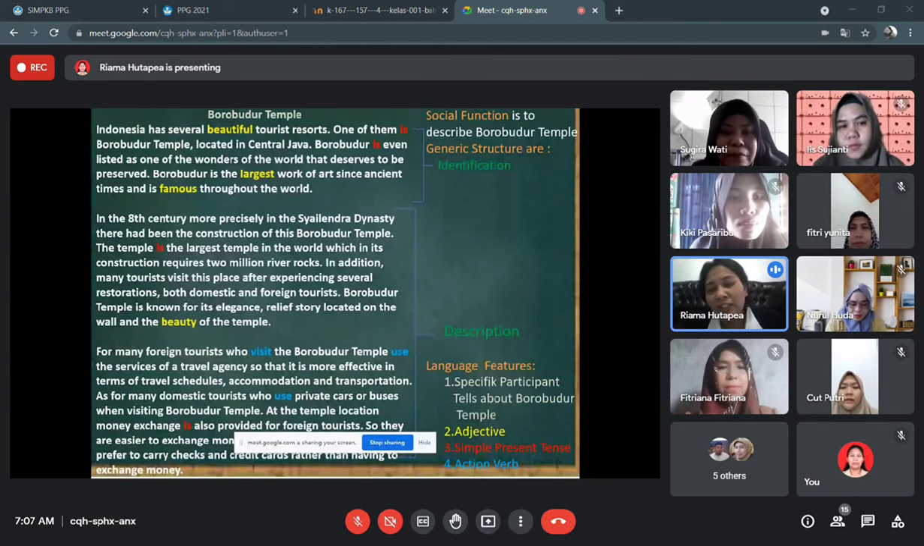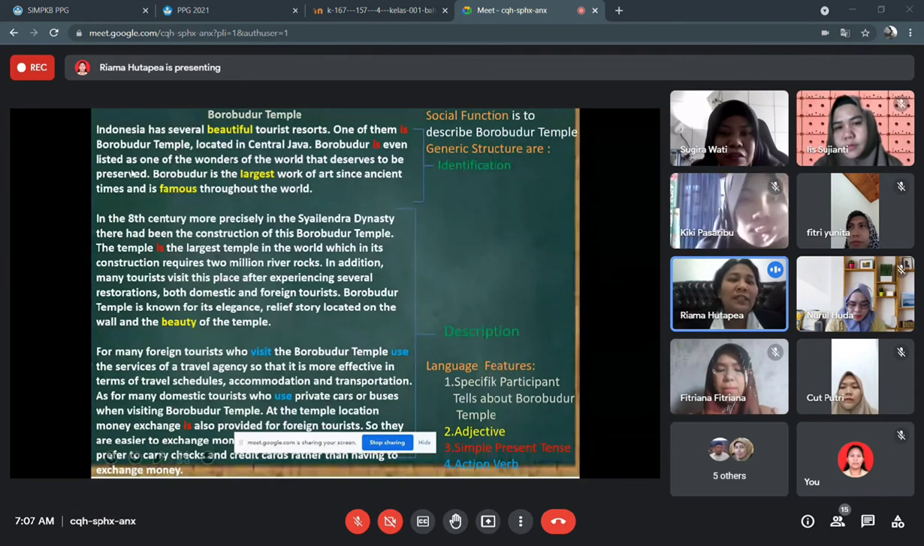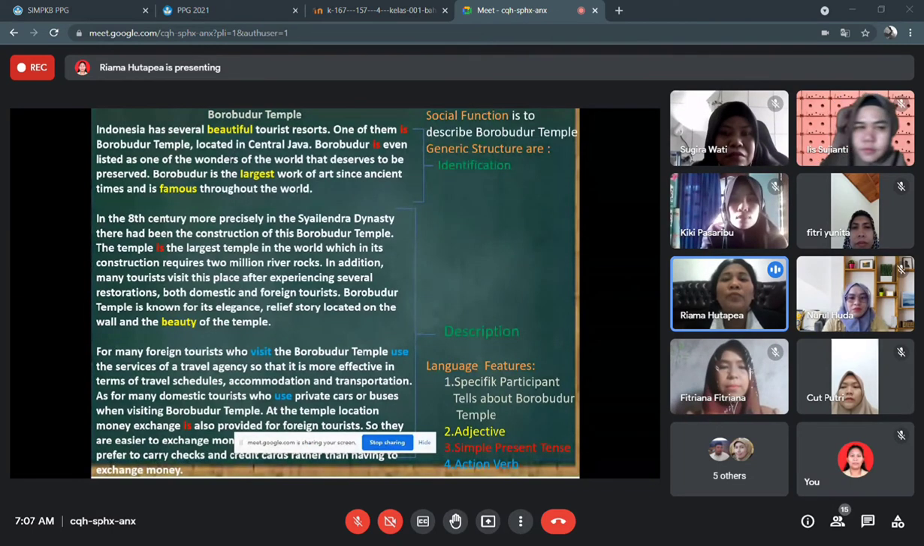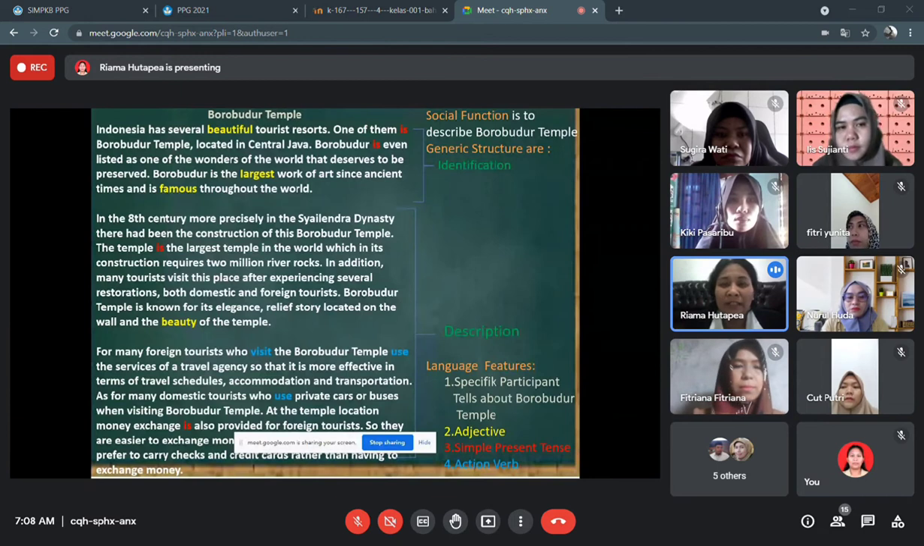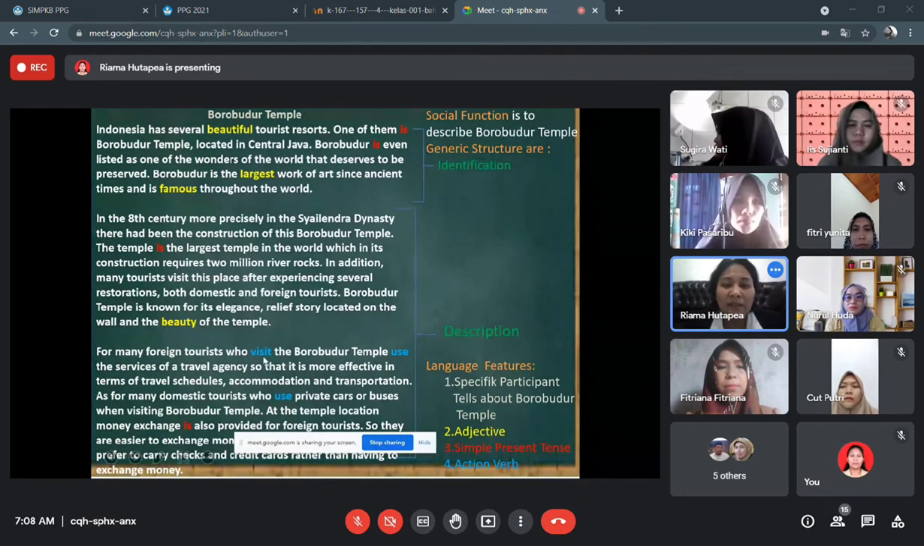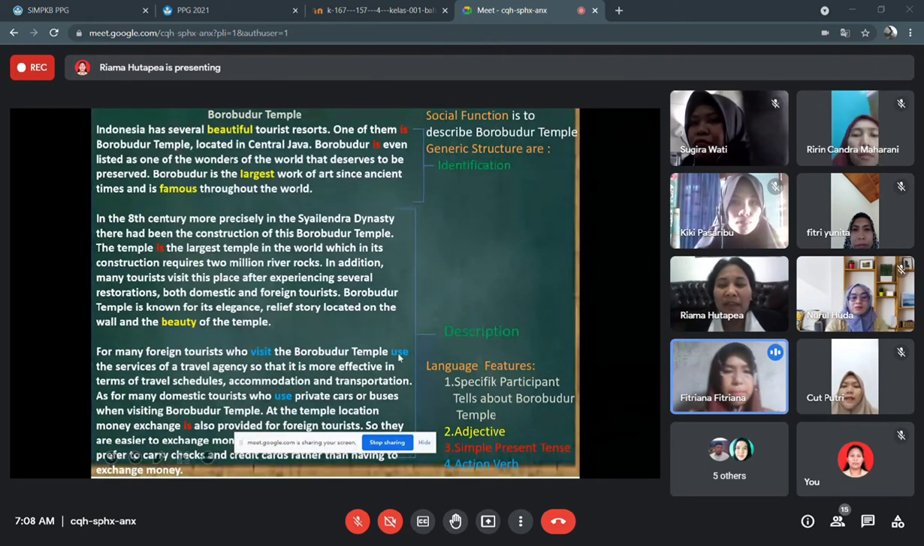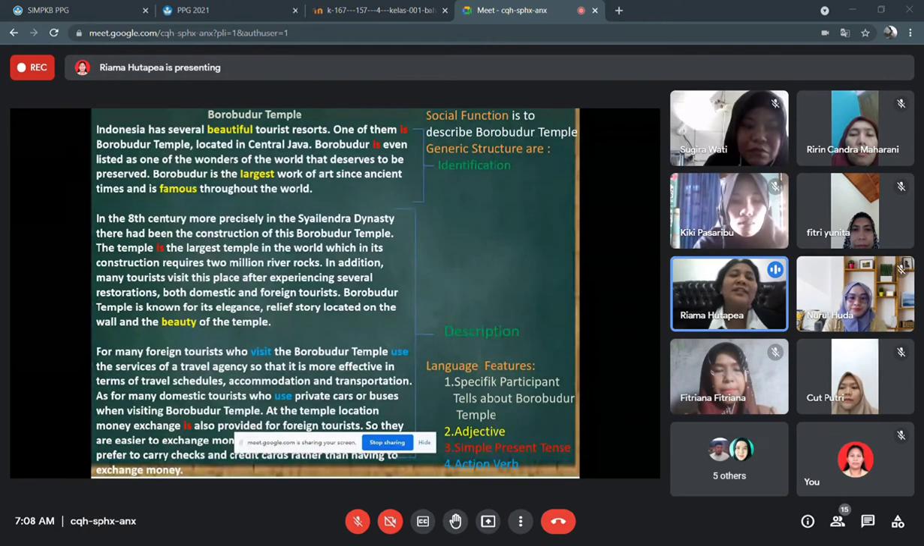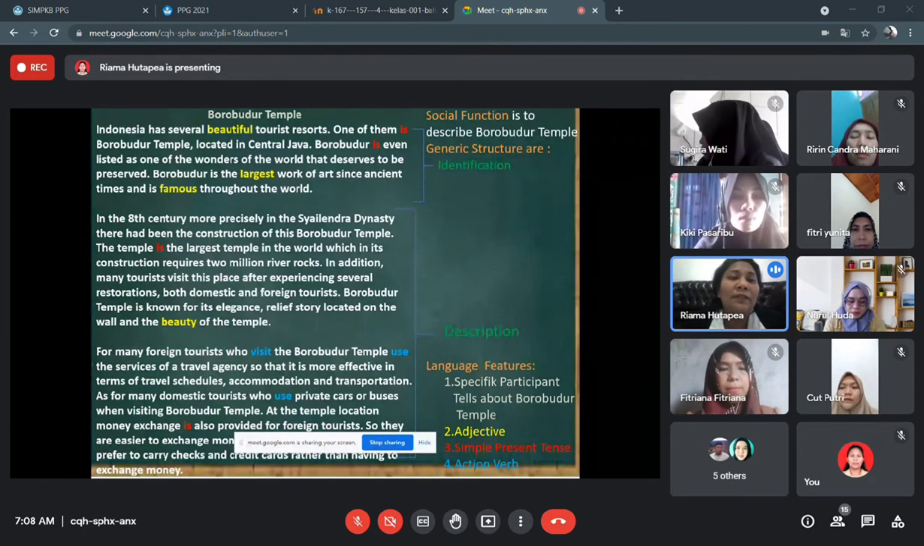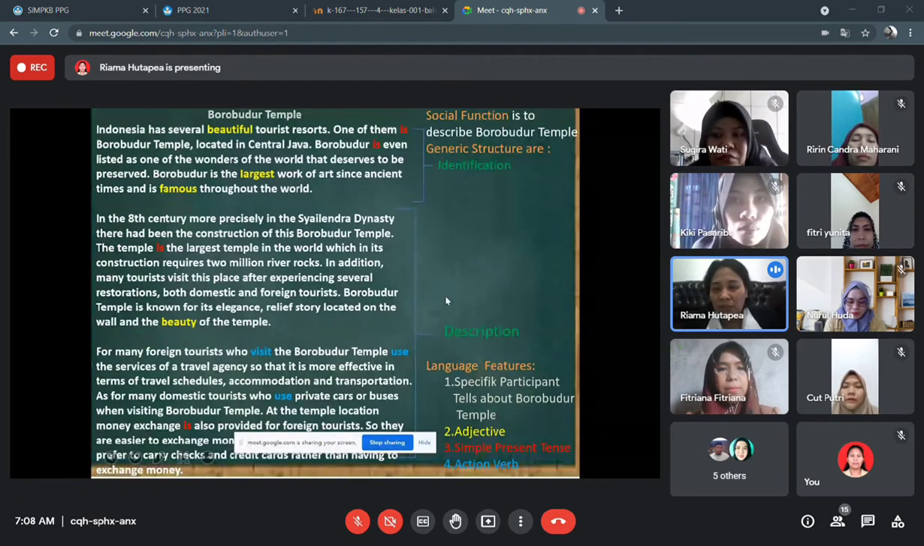And now, the third simple present tense. For the descriptive text, we use the simple present tense. We can see from sentence is followed by to be is. To be is one form of the simple present tense. And the last action verb. In the text Borobudur Temple, we see the action verb such as visit. Can you see visit? Okay. Yes, ma'am. And use. So there are the characteristic in the descriptive text. You remember social function, generic structure, and language feature.